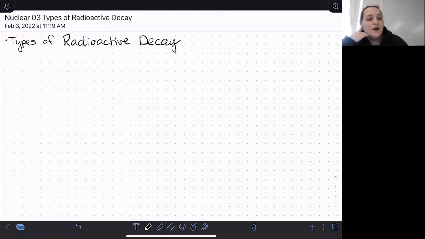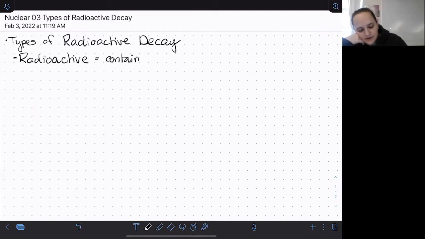So in this video, we're going to talk about some of the most common types of radioactive decay. I mentioned in a previous lesson that some nuclei are stable, some other isotopes are not stable. Those unstable isotopes are what we mean when we say something is radioactive. So radioactive means contains unstable nuclei.